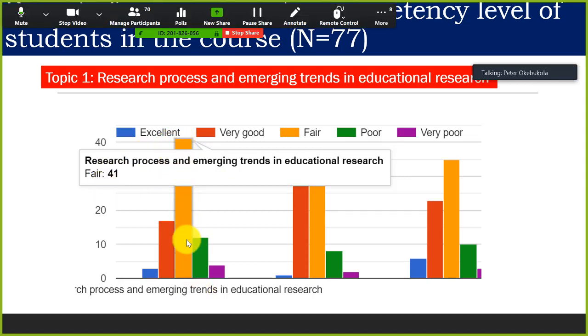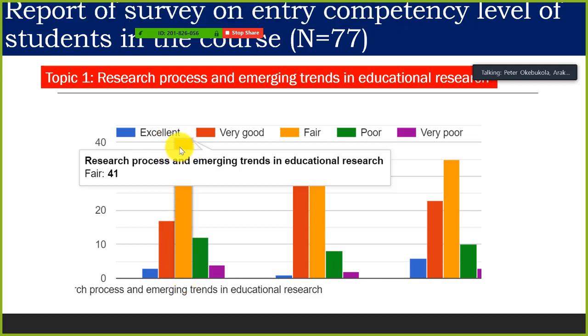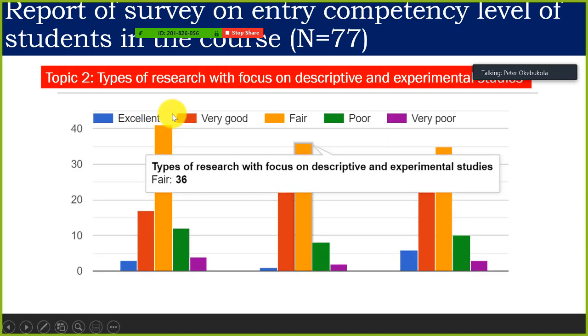So why we're doing this is to know which areas to place a lot of emphasis. You can see we don't have so much here because more than half of you are on firm ground with regard to research process and emerging trends. So let's go on to the next topic.